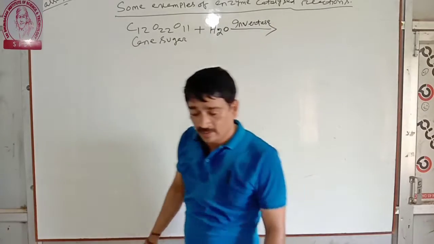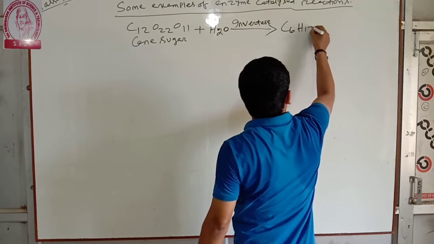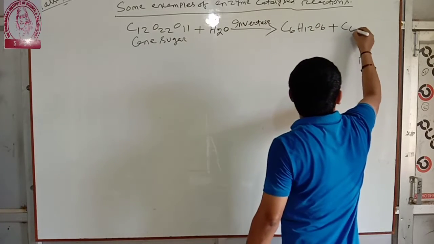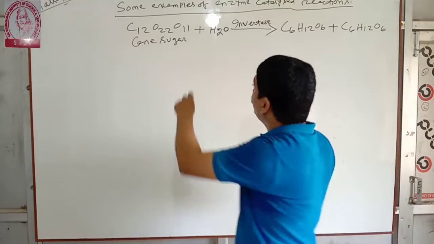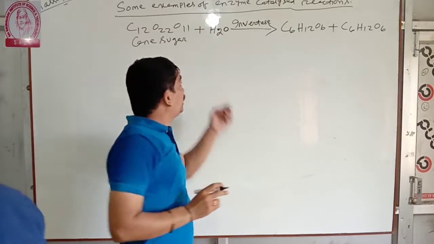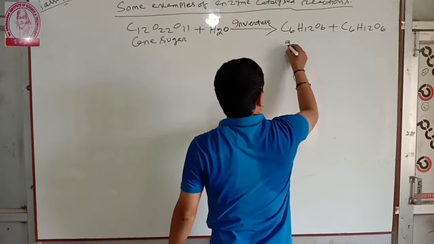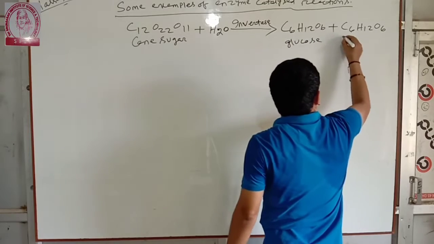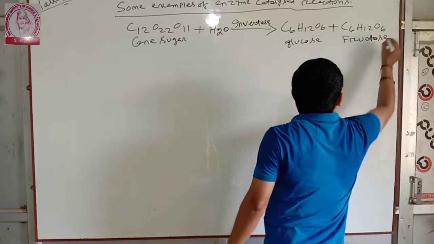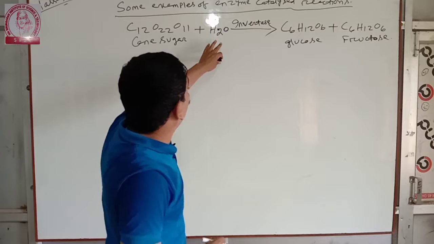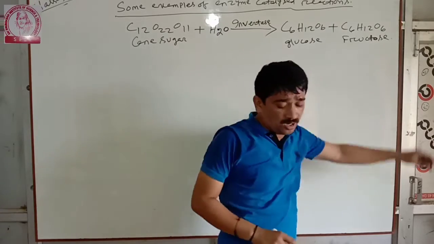plus fructose. Look at cane sugar plus water in presence of invertase, that gives glucose plus fructose. Cane sugar plus water in presence of enzyme, that is invertase, gives glucose plus fructose.